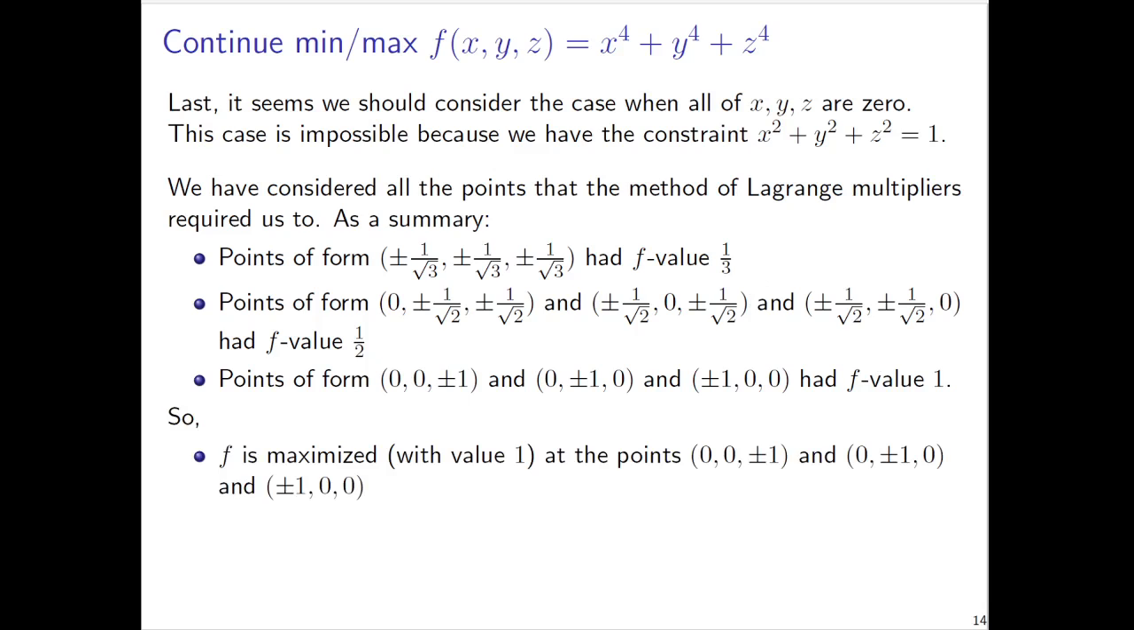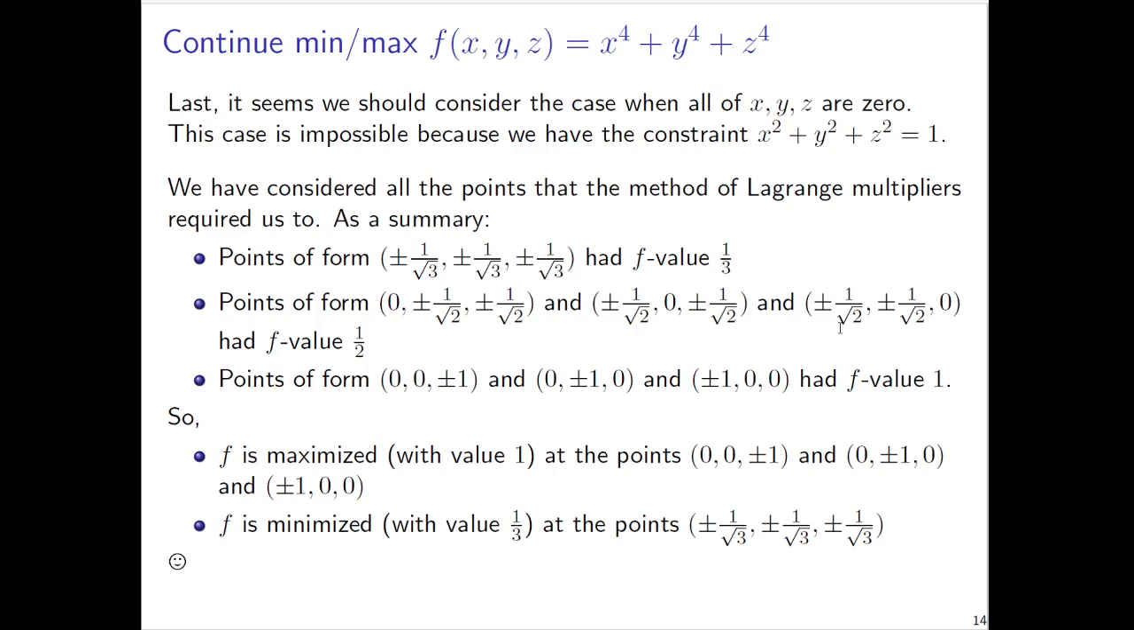So we're looking for the biggest or the smallest, you know, if we're min or maxing. So the max occurs with value 1, and it occurs at all of these points here, 0, 0, plus or minus 1, 0, plus or minus 1, comma 0, and then plus or minus 1, comma 0, 0. What about the smallest value? It's 1/3, and there are 8 places where that occurs. There are all the points where each coordinate is either plus or minus 1 over root 3.